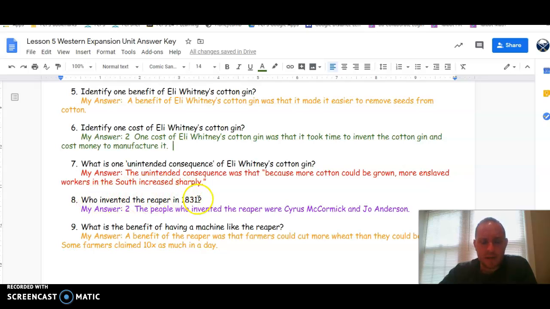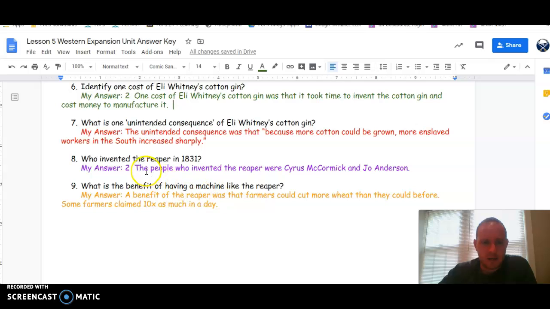The reaper is another great invention. The two people who invented it were Cyrus McCormick and an enslaved member of his father's property, I guess, named Joe Anderson. And Joe Anderson actually worked on the reaper for a long time with Cyrus McCormick's father, and a lot of people credit Joe Anderson with actually inventing it. Kind of a cool story.